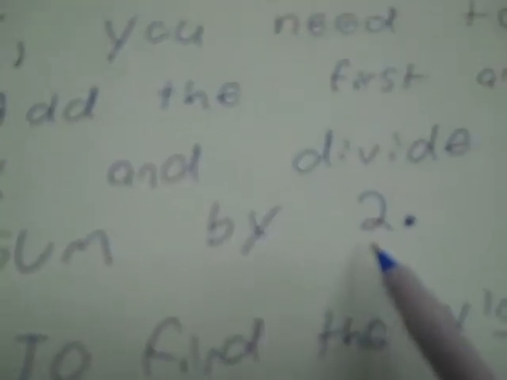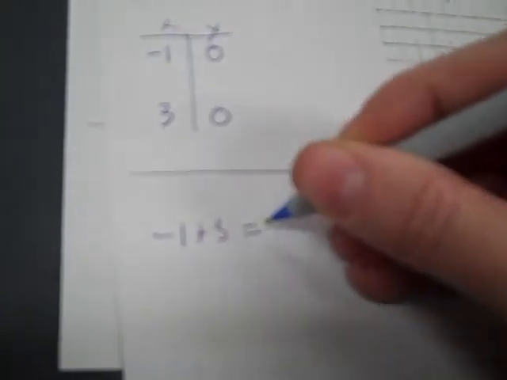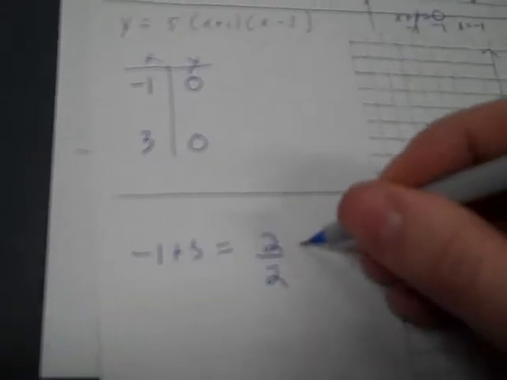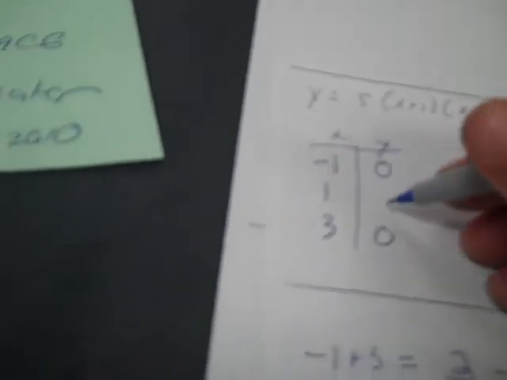So that's negative 1, and that's 3. Those are your first and your last. Now to find the middle, and those will have y values of 0, guaranteed. To find the middle x, you need to add the first and last x and divide the sum by 2. So I add, that's 2 again, and then I divide by 2, and that equals 1, because 1 is halfway between these.